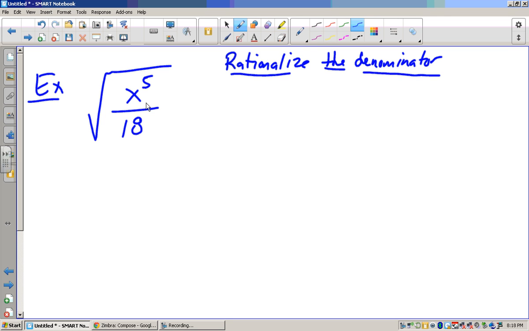So I have a fraction, I have a variable and number, nothing simplifies. So I'm going to go through and try to make this a little simpler. I'm going to break it into two pieces again. So square root of x to the fifth over the square root of 18. Okay. Now here's where we have a little difference. I have a square root of a number in my bottom. Now, 18 is not a perfect square.